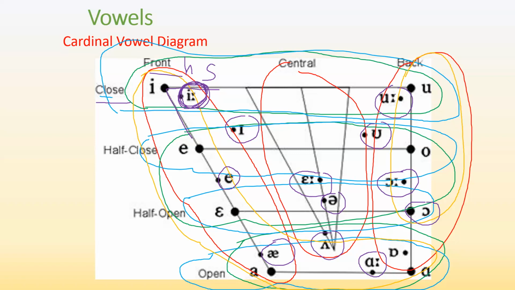As opposed to that, what do you think about oo? Long oo sound. Oo is a back vowel. It's inside the back circle, right? It's a back vowel and high vowel, lip round vowel, and mouth close vowel. Are you following what I'm telling?